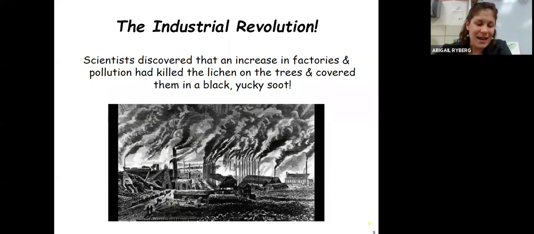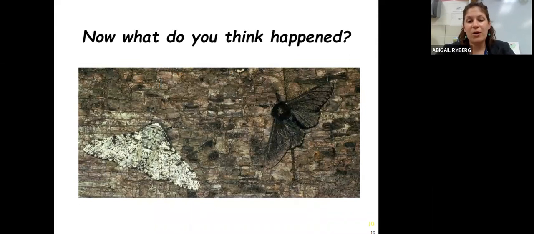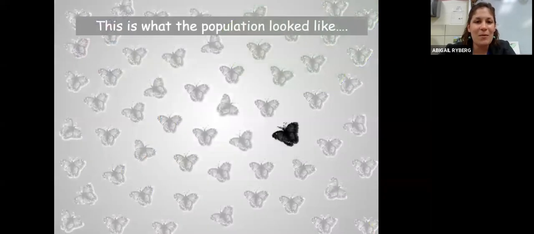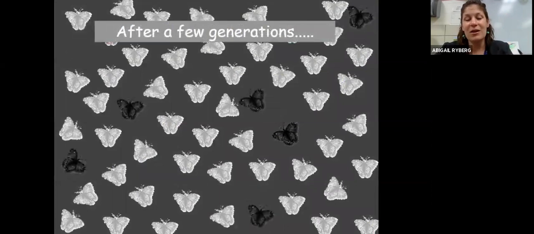So now the tree bark looked something like this picture. The light colored lichens were killed off, and the bark was not only brown but also covered in soot because of so many factories releasing so many pollutants. So what do you think happened now? Which one of these organisms seems best fit for survival? Yes, the black ones. Now the white peppered moths are going to be eaten, and the dark moths are going to survive and make dark moth babies. So the population that looked like this with maybe one rare black moth slowly started being more successful. It started surviving, right?